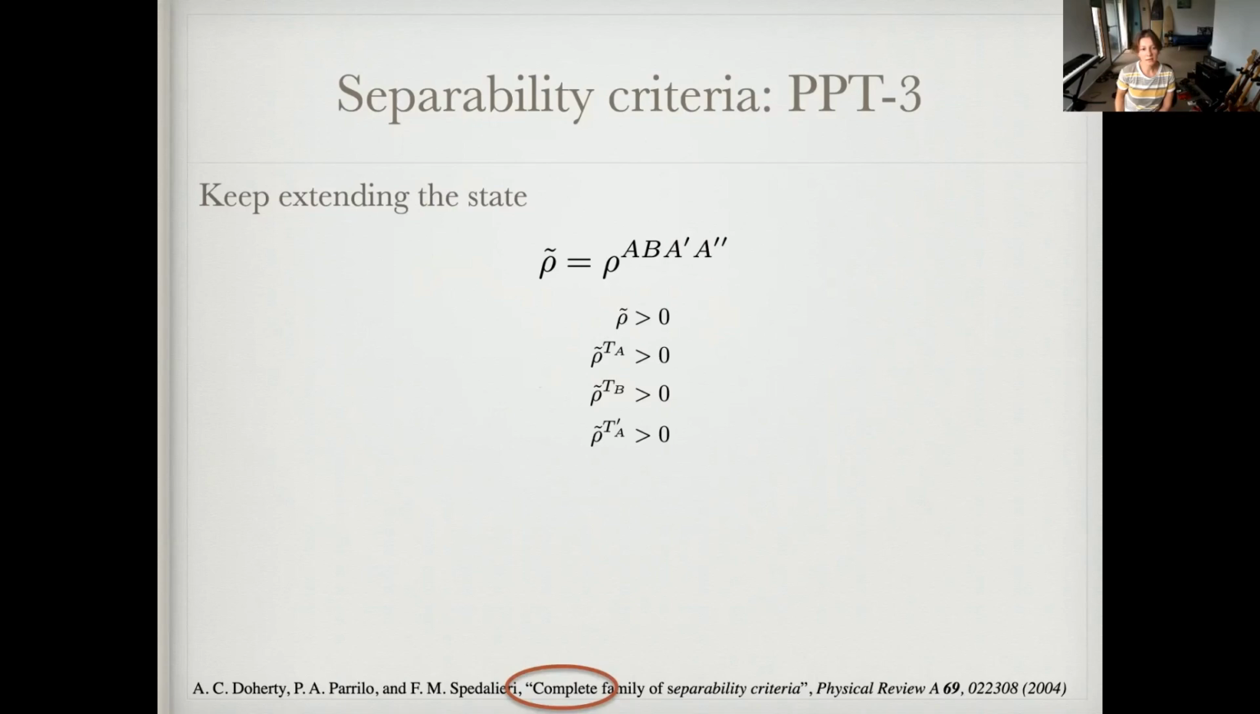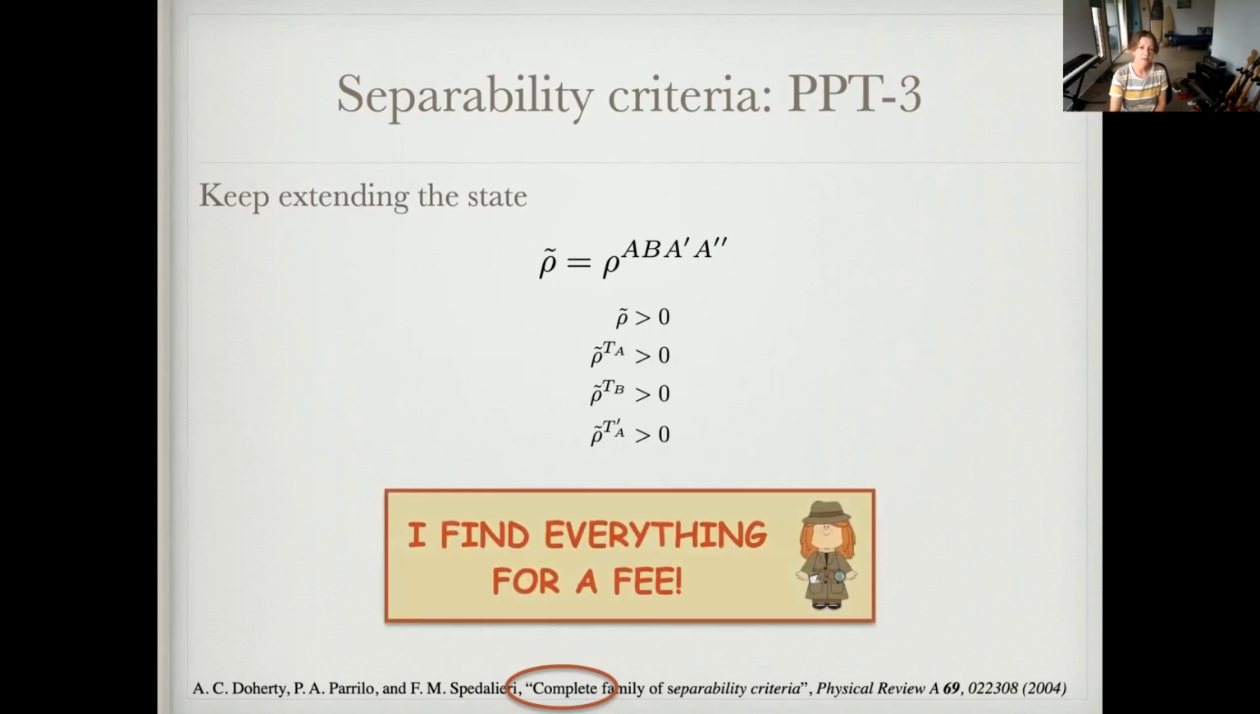So this means that what Doherty et al. did is they provided this separability criteria, which first of all is a hierarchy. So you have PPT1, which is the first step of the hierarchy, which is the traditional PPT. And then you have the second step of the hierarchy, which is at least as strong as the previous. And then you have the third step, which is at least as strong as the second step, and so on. So you have this property, and another property is that this family of separability criteria is complete, which means that this method will always find a witness.